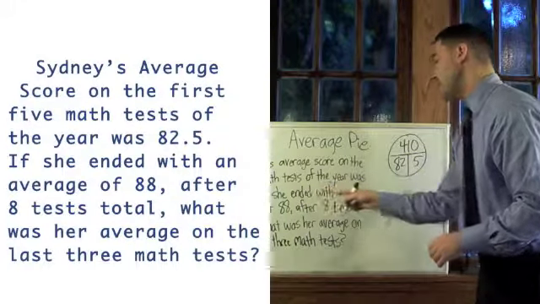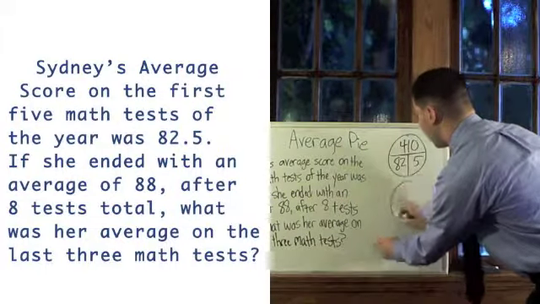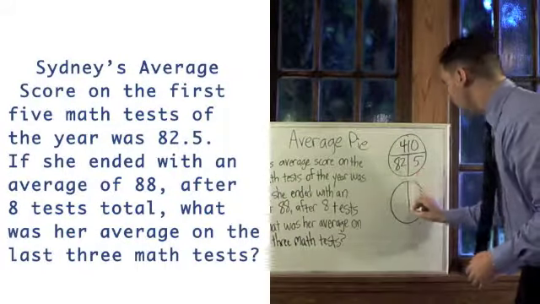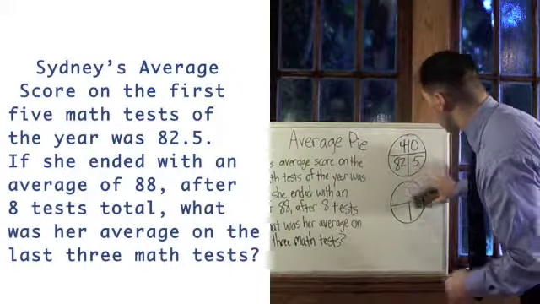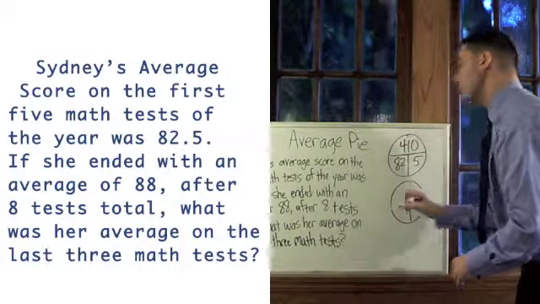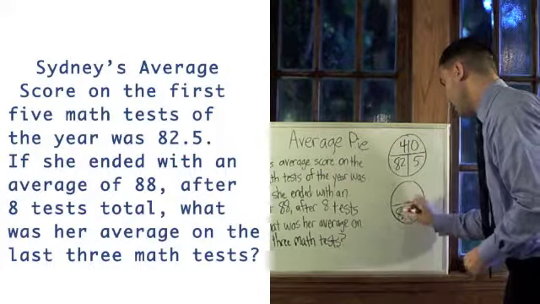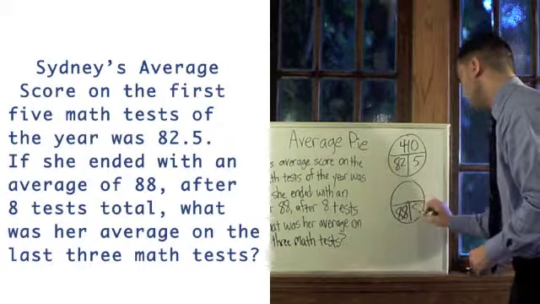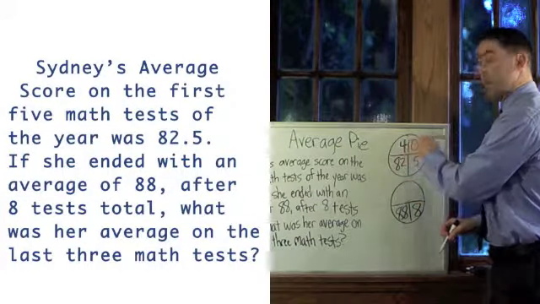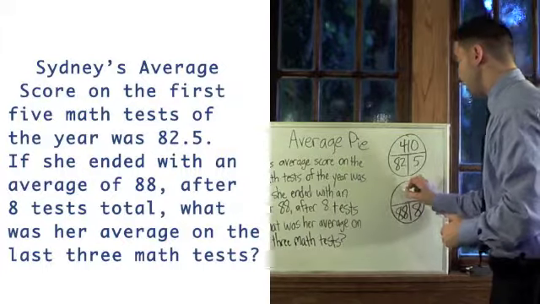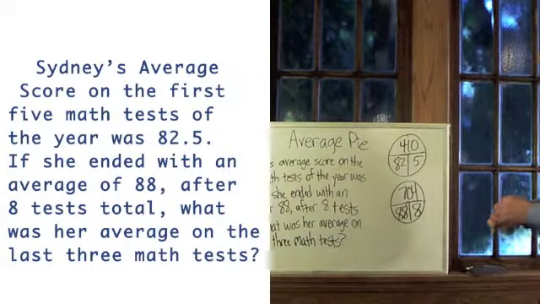Now, if she ended the year with an average of 88 after 8 tests total, so let's just stop and take care of that one. So we have here another average pie. She ended the year with an average of 88. So we have here 88. And here there is 8 tests. Now we're going to be able to figure out, again, multiplying, the total amount of scores. And we group these together to save some time. I'll just give you the answer. It's 704. Now, what was the average on the last 3 math tests?